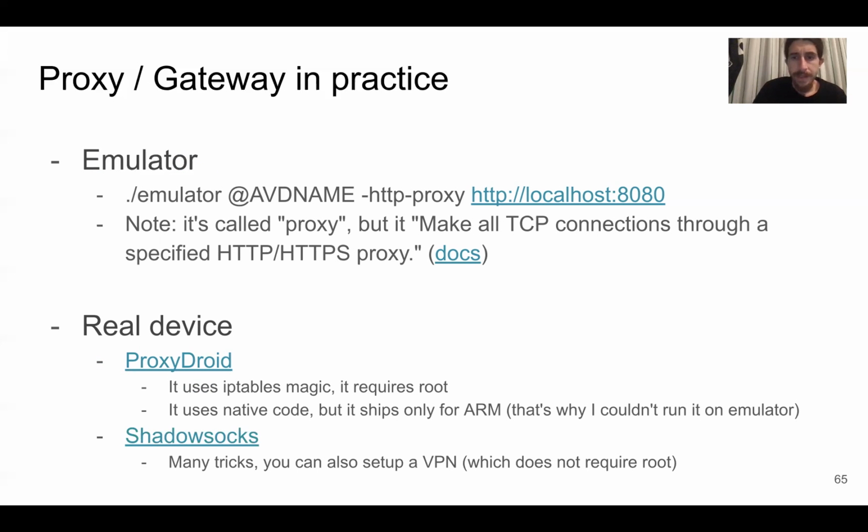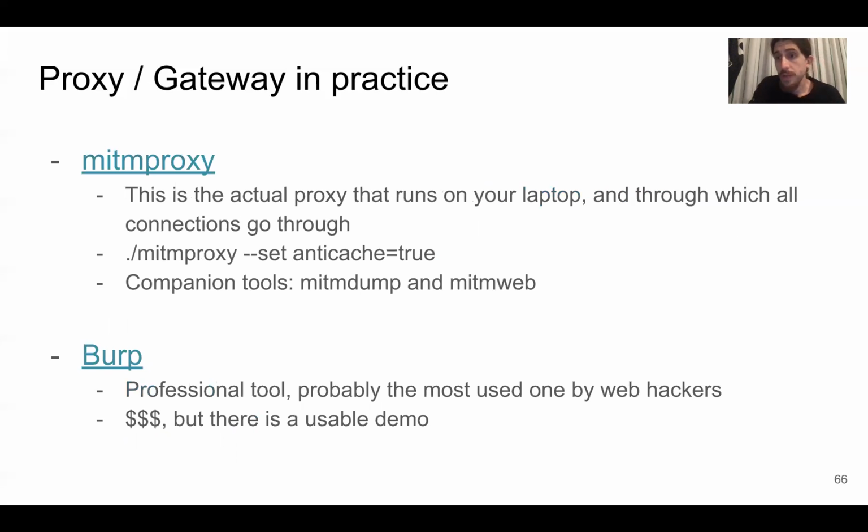Going back a second, as I said, you can set up the emulator with the HTTP proxy, and then you tell the emulator to go through localhost 8080. That's where the proxy is. How do we set up the proxy? What I usually do is use mitmproxy. It's a program you can run on your laptop, and you set it up to listen on localhost 8080. I think that's the default.